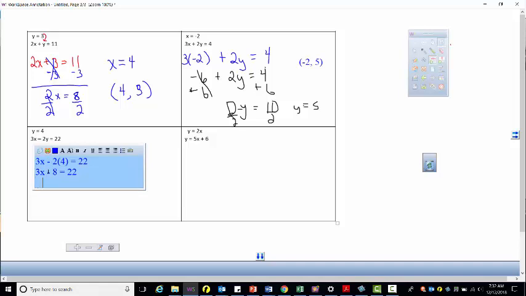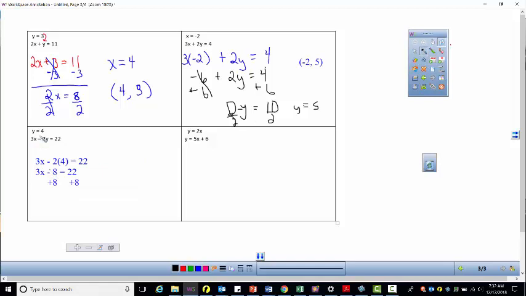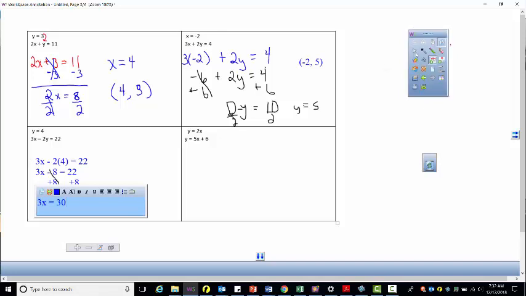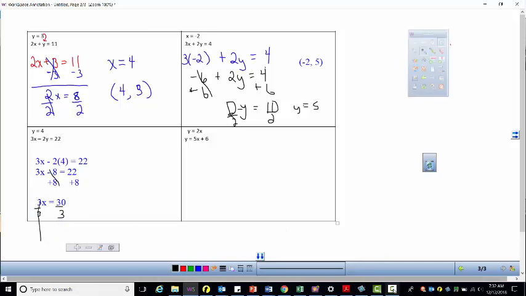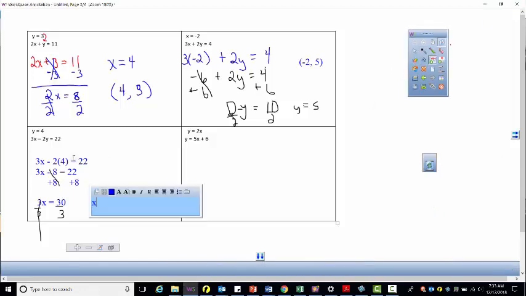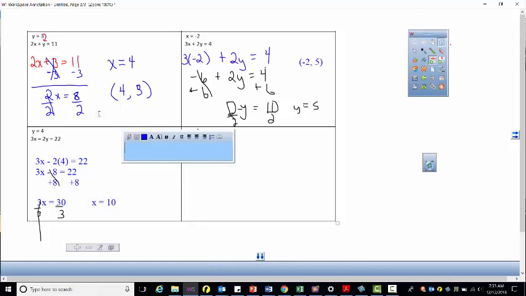So we have to do the opposite of minus 8, which you're going to do plus 8 and plus 8, because you have to do it on both sides. And then remember, these two will cancel, and you're going to be left with 3x equals 30. And then your next step is to divide by 3 and divide by 3. So then we get 30 divided by 3, which is 10. So we get x equals 10, which means our solution is going to be 10 for the x and 4 for the y.